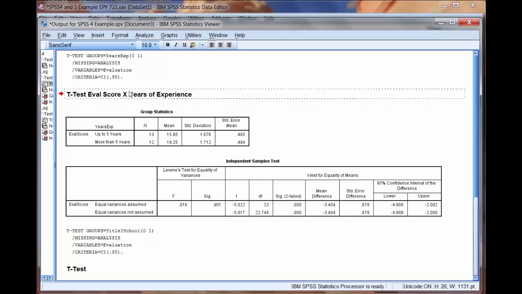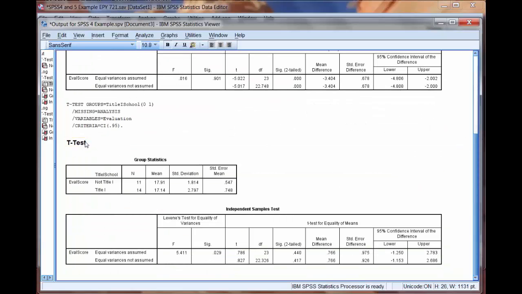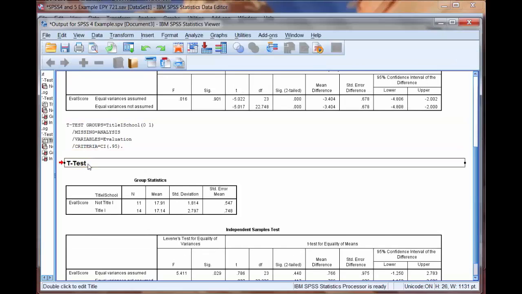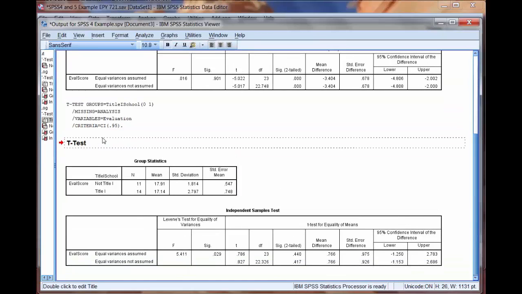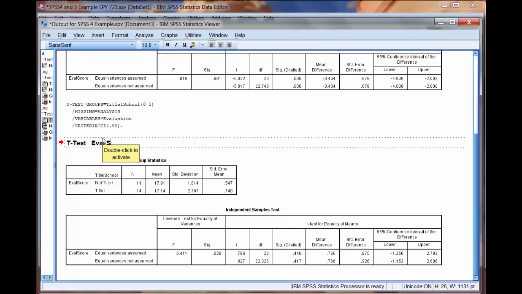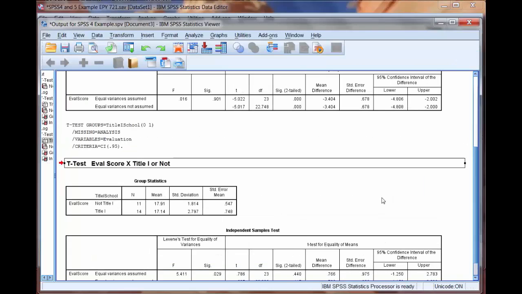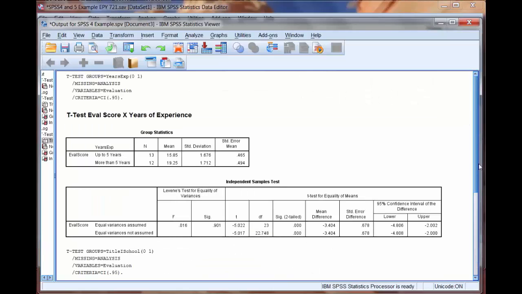Whatever works for you. And this next one that I just did that just popped into my output is a t-test. And this one is eval score by Title I or not. Okay? Just so that as I'm gathering my output, I've got these labels in here, and I can go back and quickly and easily see which results go with which test.